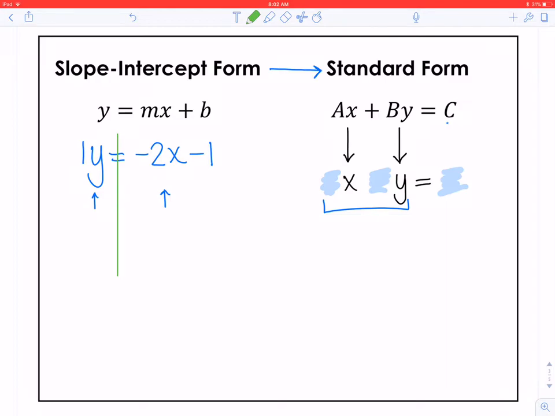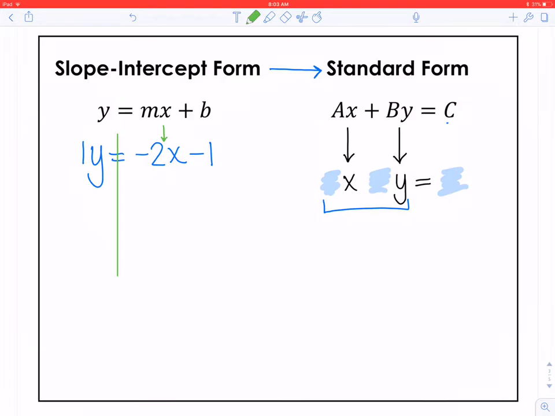Anything we do to one side, we must do to the other. So if I need x and y together on the same side, you've got to choose which side you want that to be. Let's say we want it on the left side. Which one of our terms, x, y, or the constant, is on the wrong side? If we want our variables, x and y, to be on the left, then my x term is on the wrong side, and we need to move it.